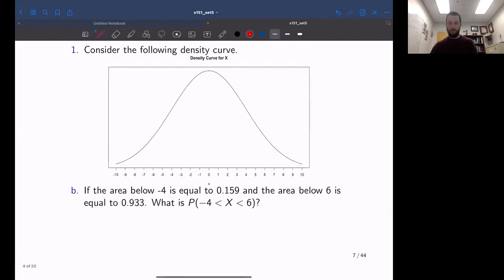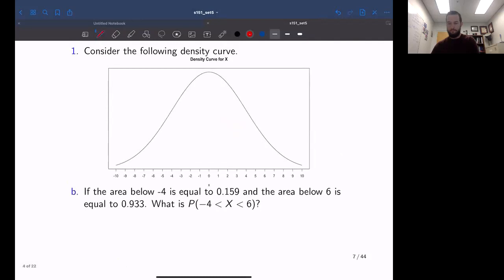All right, so let's return to a similar problem. We have the same density curve from 1A. Now we are being told that the area below -4 is equal to 0.159, and the area below 6 is equal to 0.933. And then we are asked, what is the probability that x is between -4 and 6?